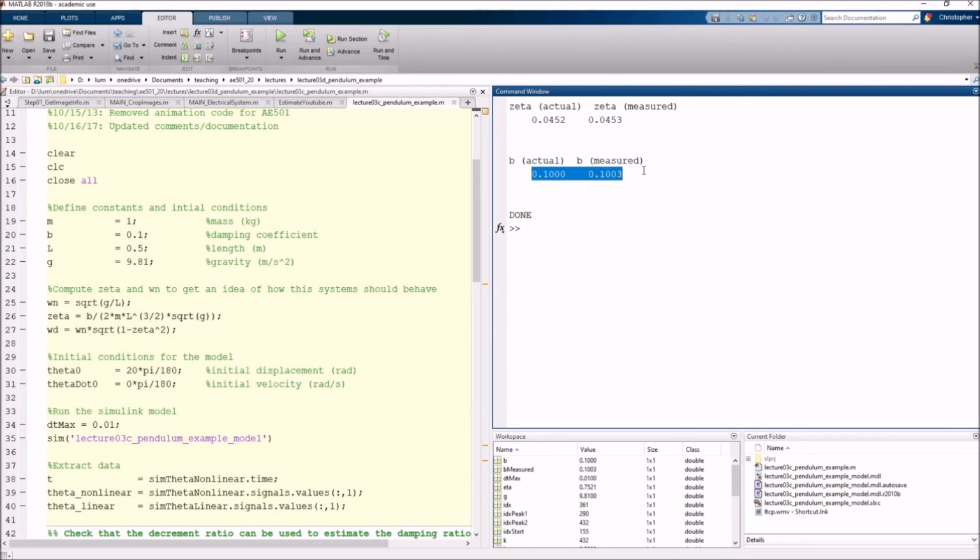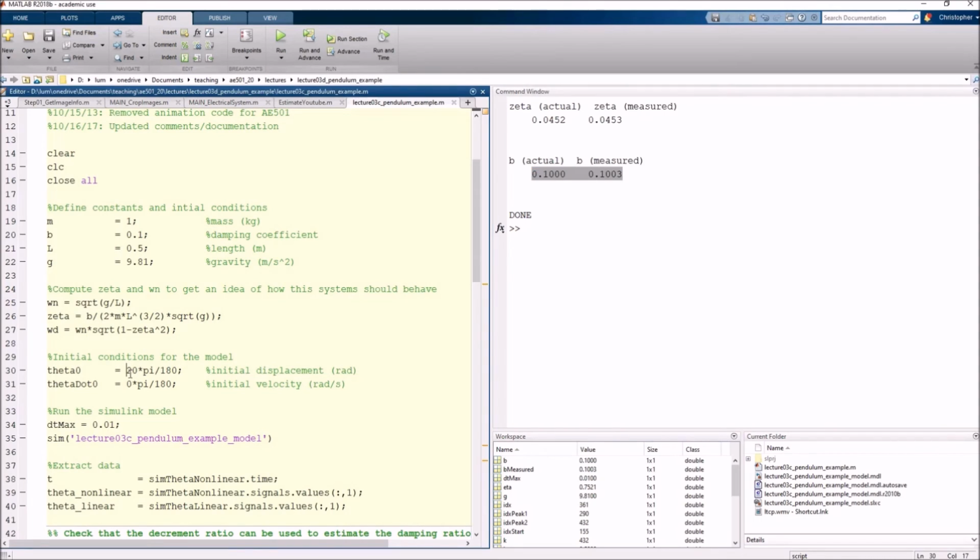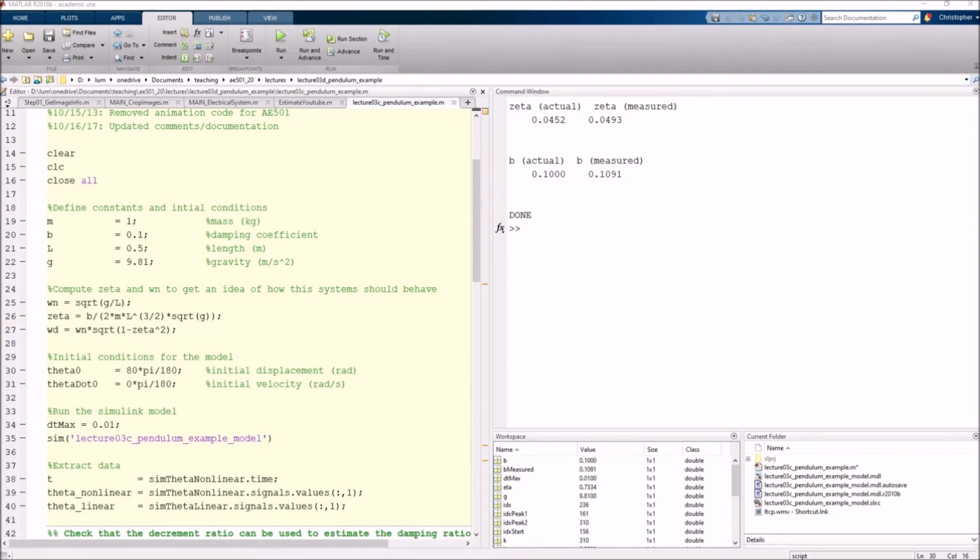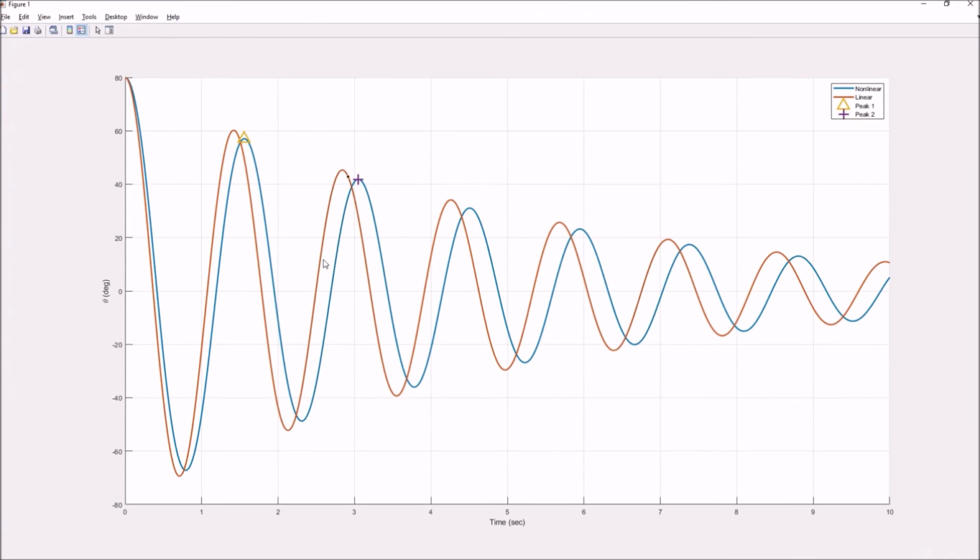Basically, the model parameters of the linear system predict very well what the nonlinear system does. Now, this starts to deteriorate if we start increasing this number. I don't know, how about 80 degrees of deflection, right? I don't think this is such a small angle any longer. So if I run this model again, now you start seeing some real differences, right?